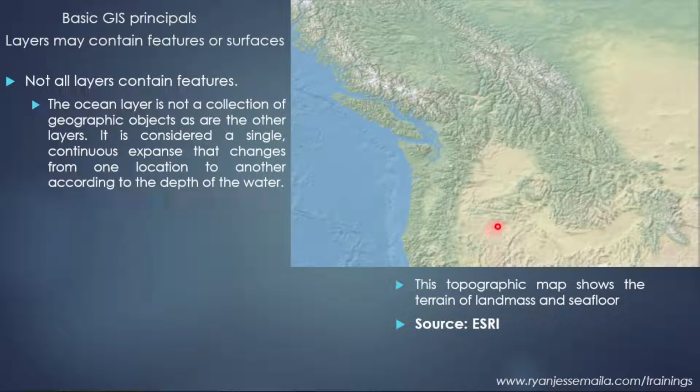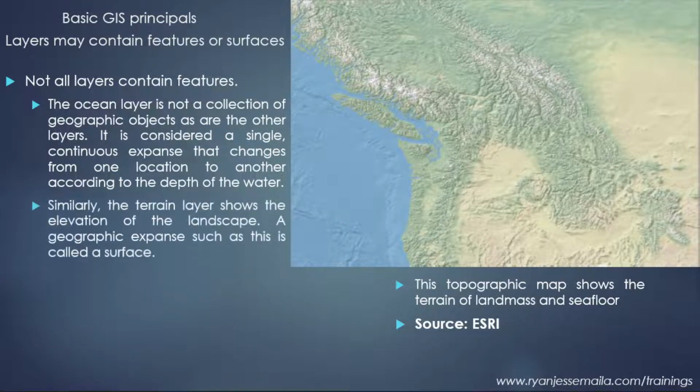So the difference here is that as you move, the altitude of the landmass will be different. Here, the depth of the water will be different, and you can represent all those things using a surface rather than a feature. This is the power of GIS.